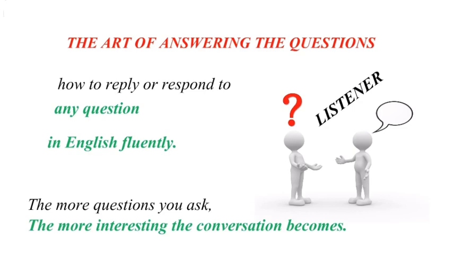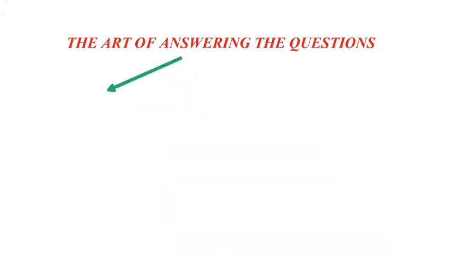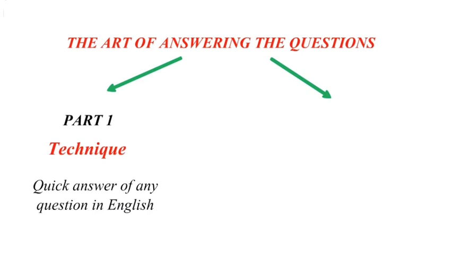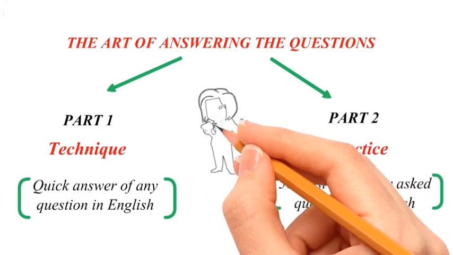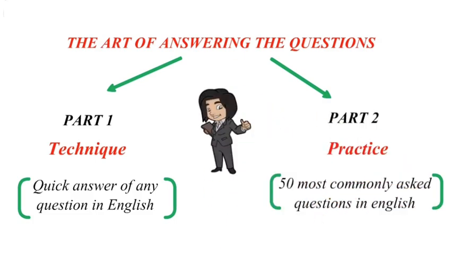easily. This lesson is divided into 2 parts. In part 1, we'll see a technique which will help us in getting a quick answer to any question in English. And in part 2, we'll learn 50 most commonly asked questions in English and their expected answers. Overall, after completing today's lesson, you will see a change in your Q&A skill and you'll feel confident while conversing in English. So, are you ready to start today's session? Let's begin.